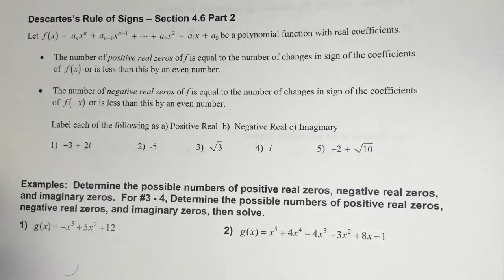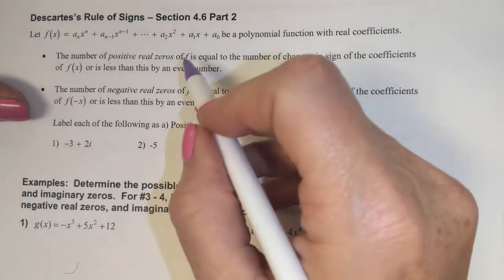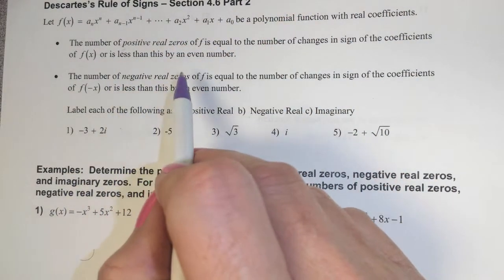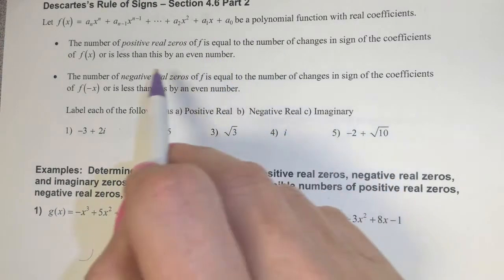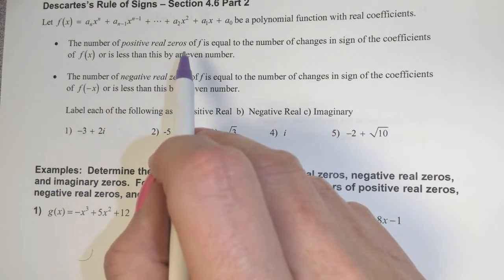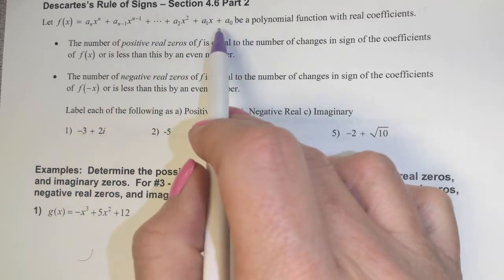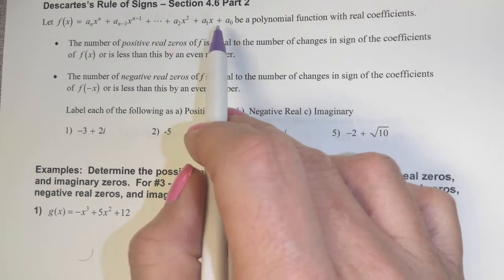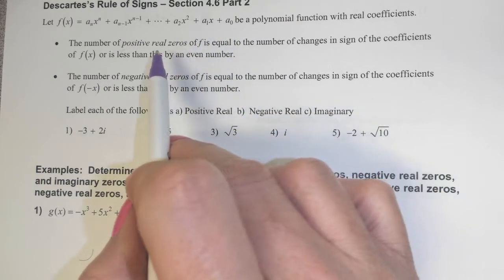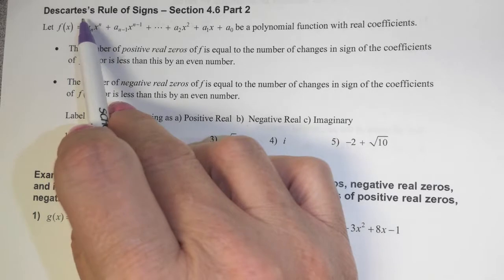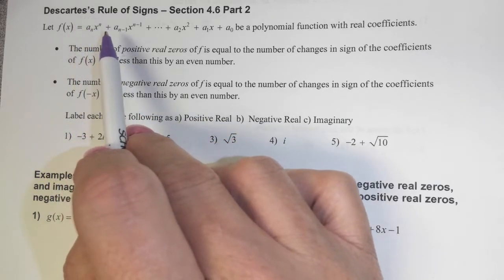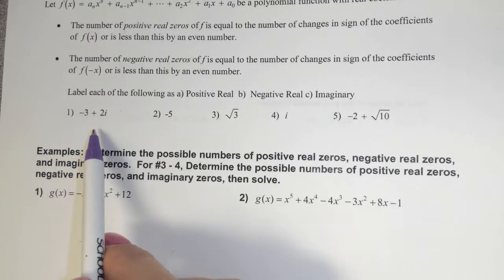Alright guys, so today we're going to be finishing up section 4.6. For this part, we would like to have some idea of how many solutions we should expect to have. So when we have a polynomial, we can have like 5 positive solutions, or we might have 3 negative solutions. Descartes was a mathematician back in the 1500s, and he came up with this rule of signs that can help us to know that. Let's go down here first though.